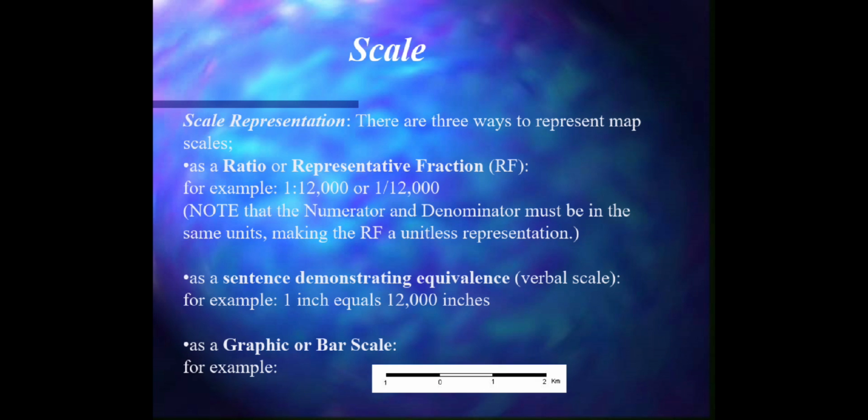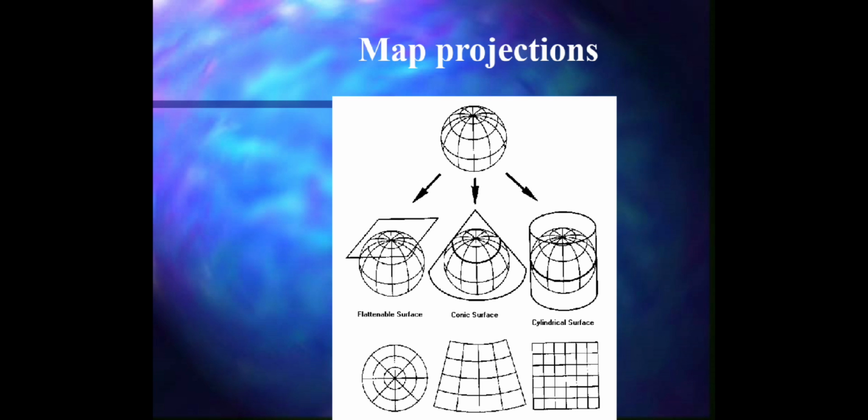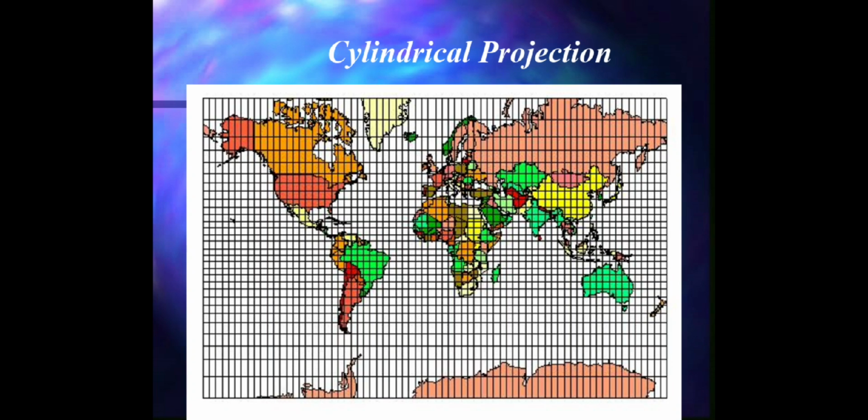That is why it is unitless. And demonstrating the verbal equivalence, 1 inch is equal to 12,000 inches. That is why we can easily draw it on a one-hour page. So a graphical scale is there, and some map projections are there. From the satellites we can see the conic surface, cylindrical surface, and plane surface. That design we can show from the altitude, for example the cylindrical projection of our world from the satellites.